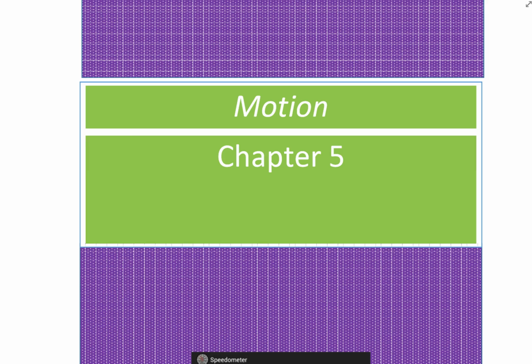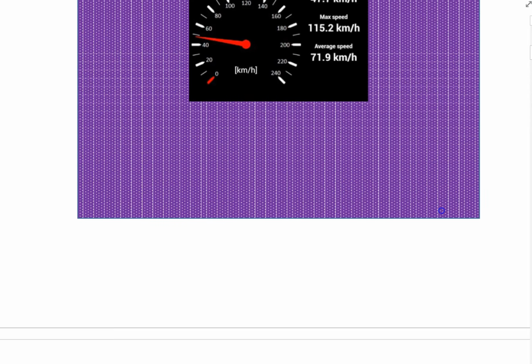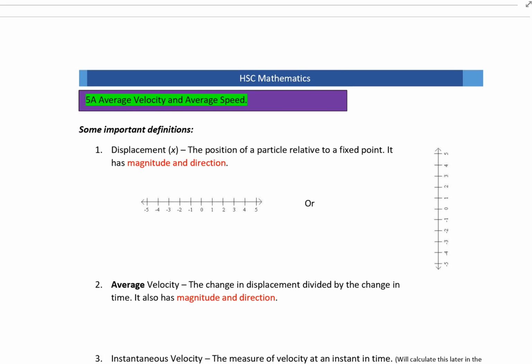Chapter 5 is about motion. Now, there are only 3 exercises in this chapter, which unfortunately doesn't mean it doesn't have much in it, or it's not very difficult, because it is neither of those. It does have quite a lot packed into just three exercises, and I suppose the difficulty is understanding the definitions. Now, they're not so much mathematical definitions, they're more physics related.